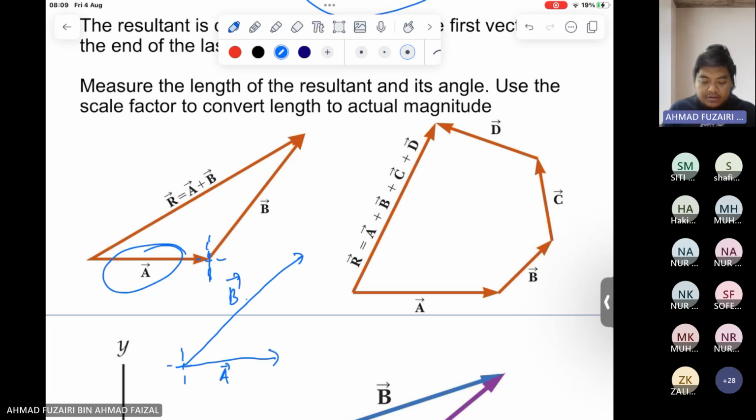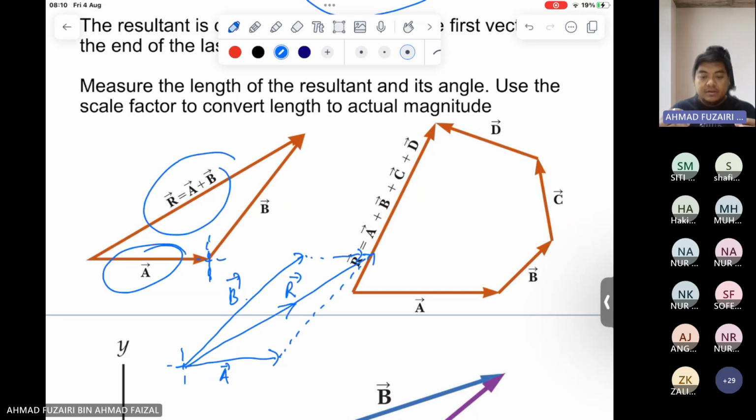Then we draw a line parallel to vector B here, and a line parallel to vector A here. The resultant vector will be the diagonal of the parallelogram between the two vectors, that means here, this is R. And you can see that this R is the same whichever method we use. This is the tip to tail method, and this is the parallelogram.